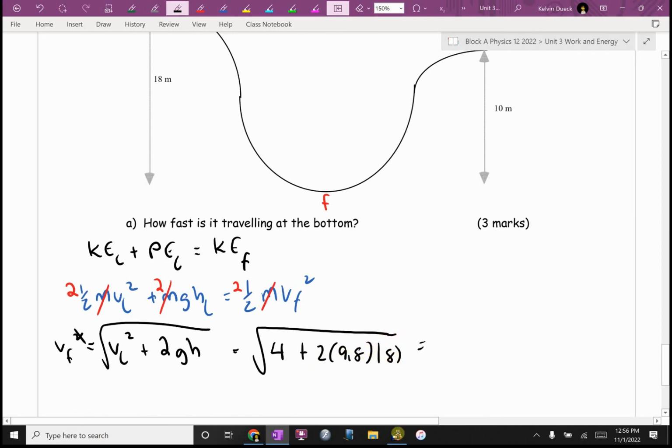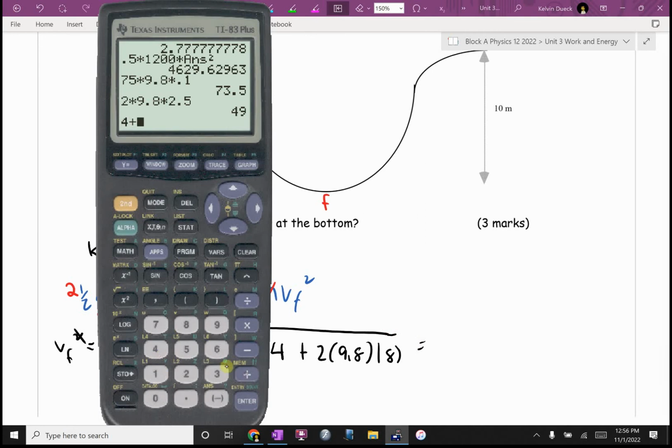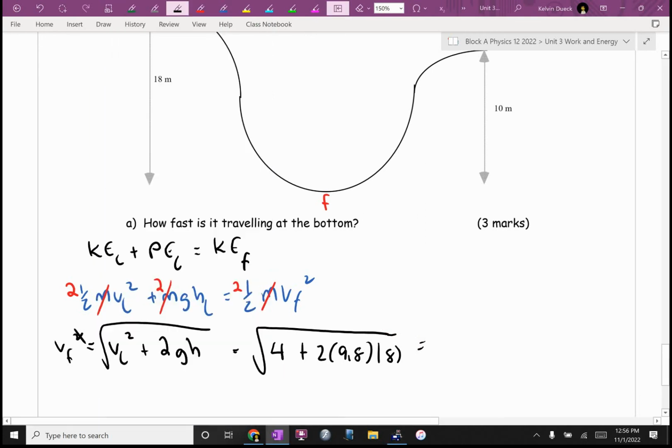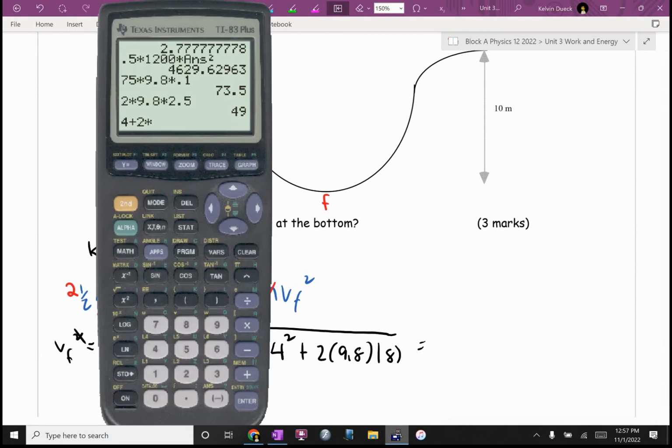This might work out evenly, does it? No. 4 plus 2. Thank you. I missed that. 4 squared plus 2 times 9.8 times 18. No, this won't work out evenly. Did you get 19.2?